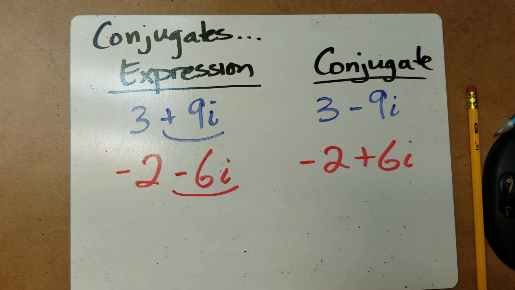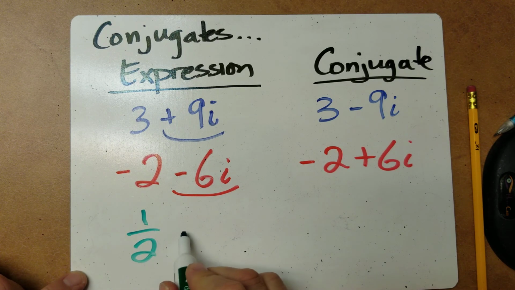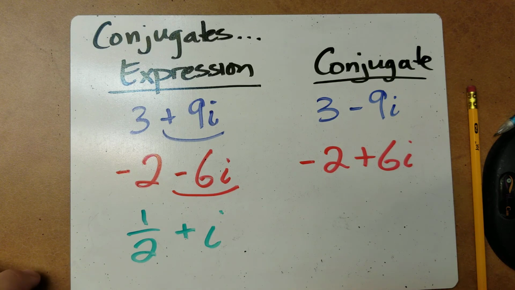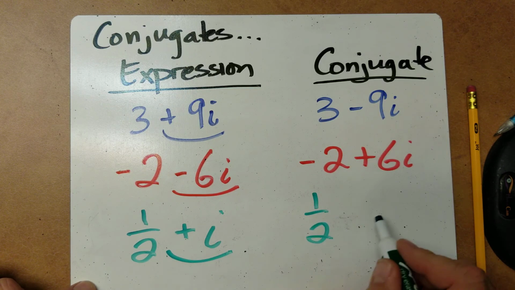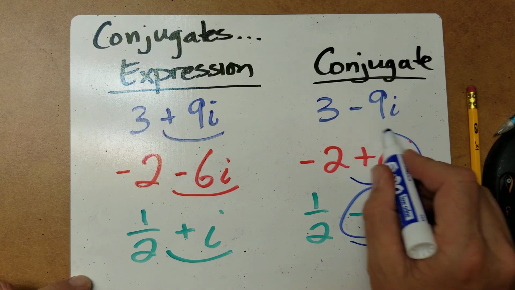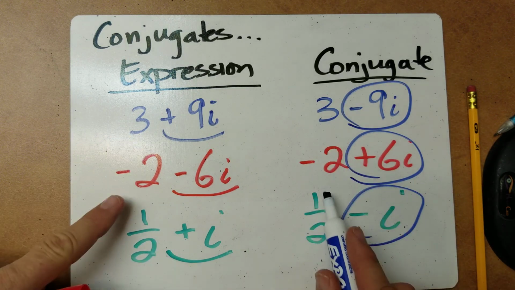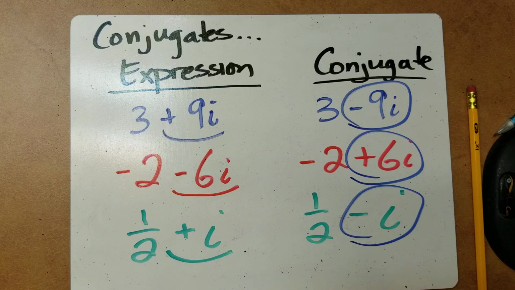There are some variations, I suppose, but it doesn't ever really get too crazy. Even if there's fractions, and what if there's just an i? Not a big deal. Again, what do we change? The only thing to change is this. So this becomes 1/2 minus i. Notice in each of these, the only sign that changed is on the imaginary numbers. These are the ones that changed. The real numbers clearly have not changed.